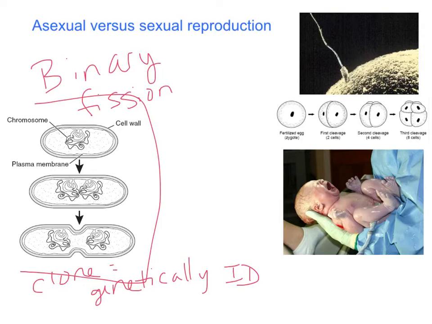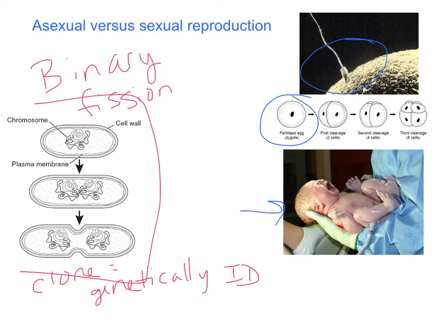With sexual reproduction, there are two organisms that share genetic material to create an offspring. You can see here in the top picture, there's a picture of fertilization. There's a sperm cell and an egg cell. The sperm cell comes from the male, the egg cell from the female, and they combine to form the zygote. Now that combined cell has DNA from both the mom and the dad, and that will grow and develop into the offspring.